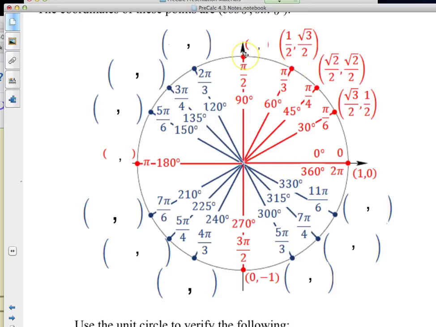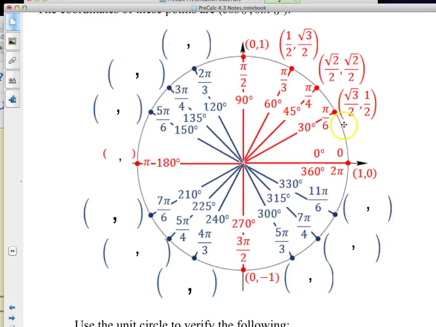And then finally get to pi over 2, it's 0, 1. So those are my points for the first quadrant. Now, these coordinates for the first quadrant are connected to all the other quadrants. So I've got pi over 6 here. We're going to work with pi over 6. This is 5 pi over 6.